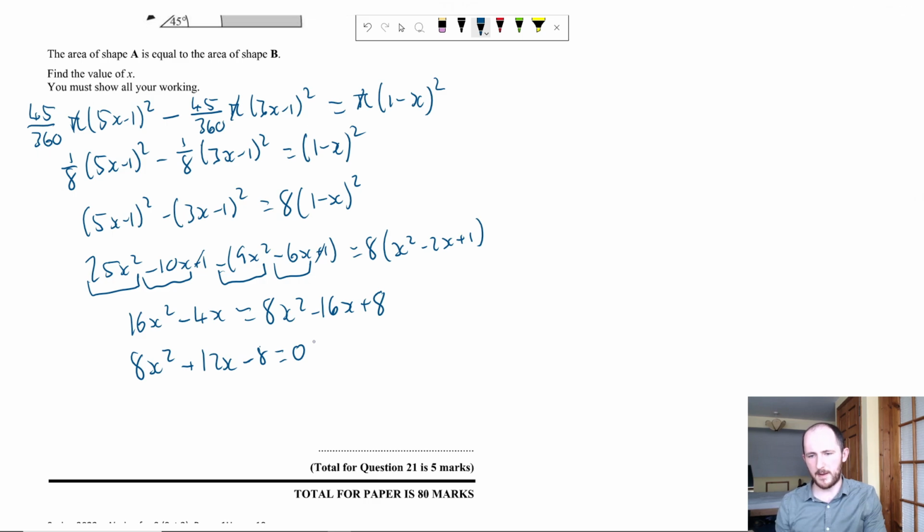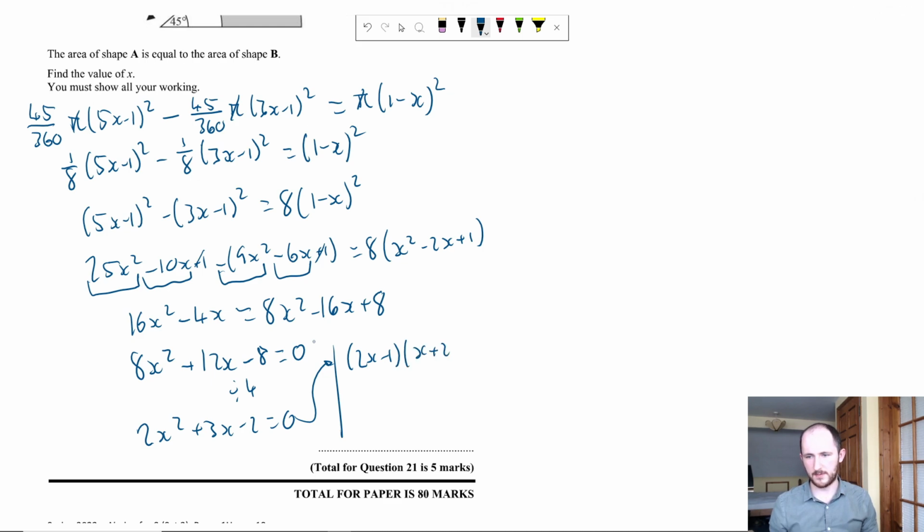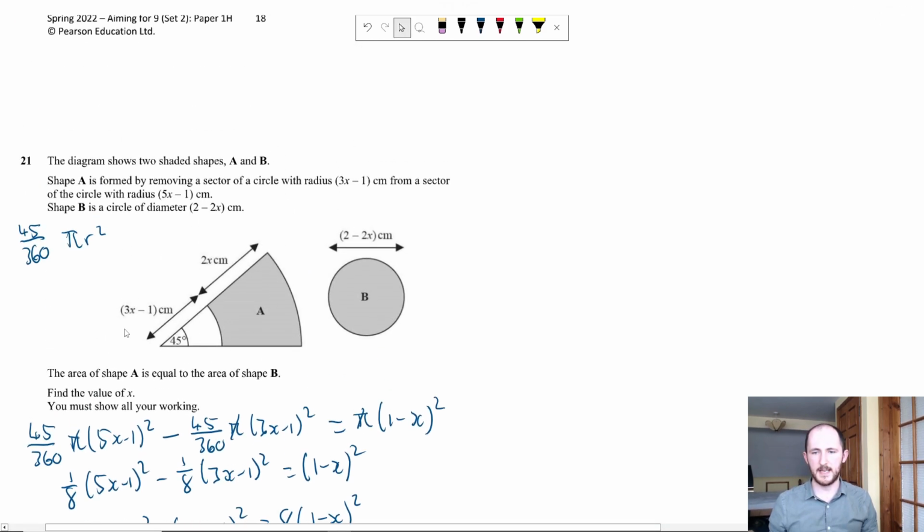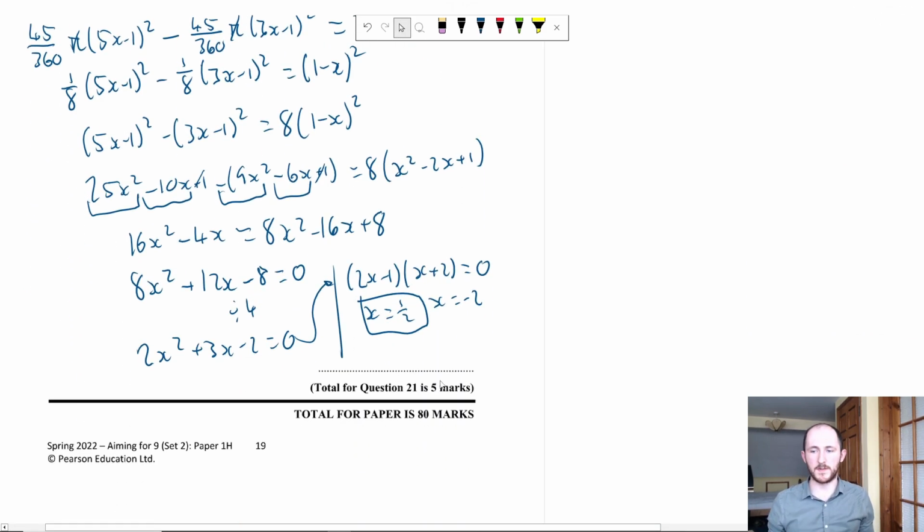I'm going to divide everything by 4 to make my equation a bit nicer. So that's 2x squared plus 3x minus 2 equals 0. Then all you want to do is factorize using whatever method best suits you. So you can find two numbers that times to minus 4 and add to 3 or whatever. However, I can actually factorize in my head. So just in the interest of time, let's factorize that. So either x is equal to a half or x is equal to minus 2. Now, of course, it equals a half because remember, x is a length, so it has to be positive.